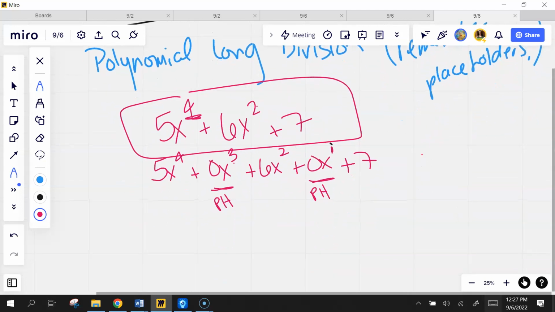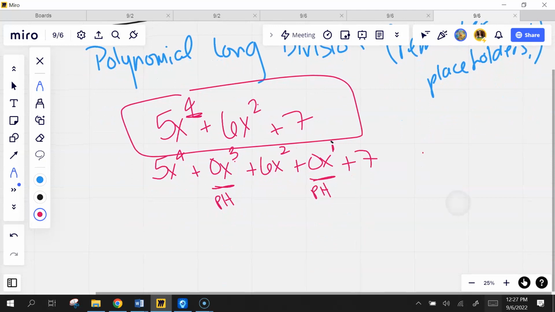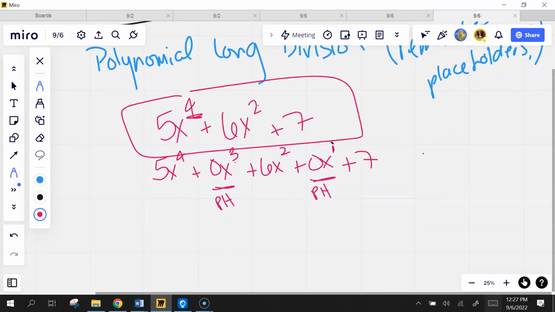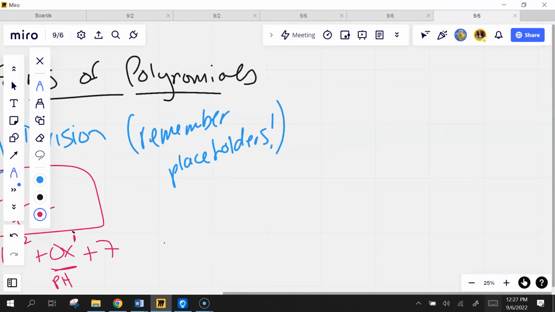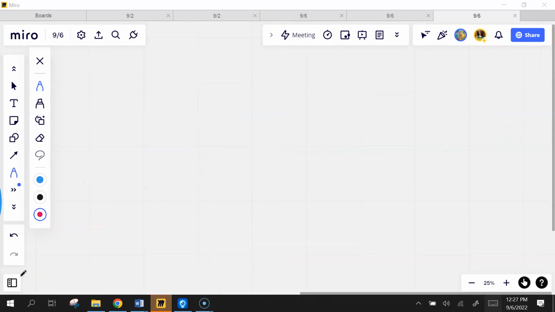Polynomial long division. This is called placeholders. So let's say I needed to divide. Now, are they all going to need placeholders? No.